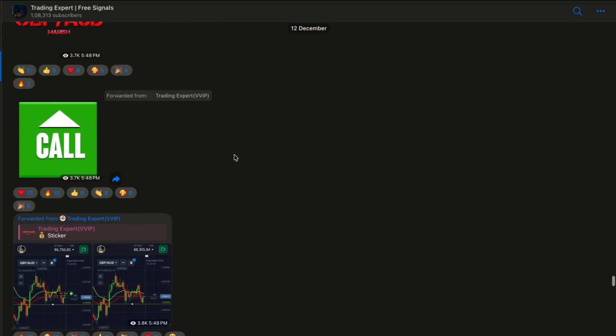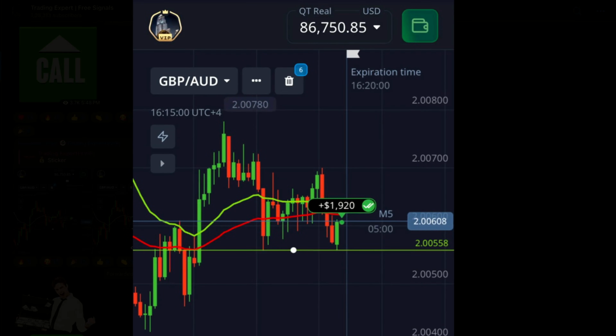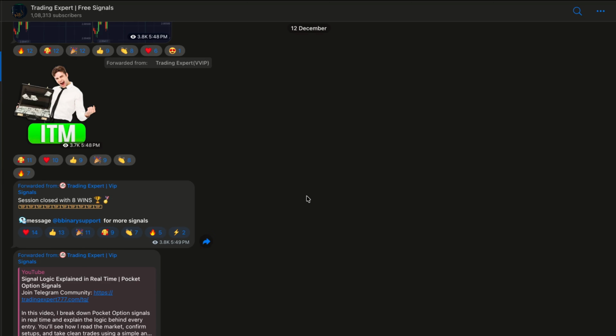The next signal was for GBP 5 minutes call. Amazing win right there. In this there was a strong support level and the price was rejecting from the support level. This was a confirmation that the support level is very good and the buyers defended the zone, giving a clean call side trade and we won it. Amazing entry, amazing win. Session closed with 9 wins.